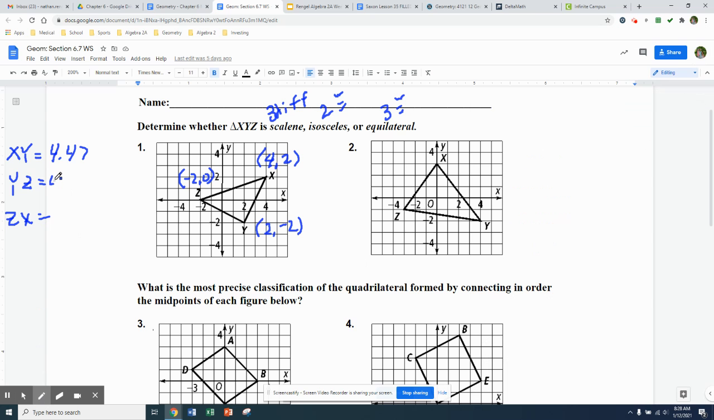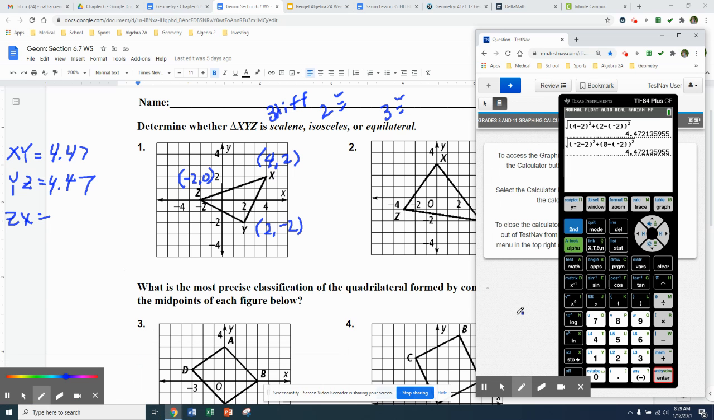So far, we've got an isosceles triangle. We're going to check the last one to see, is it equilateral? And we can't just use the eye test. We do have to prove it. So we are going to find out the distance between z and x. So again, I'll go up, I'll grab the same problem I just did, pull it down, and now the negative 2 and the 0 are my z coordinates. So I'm going to now put in my x coordinates.